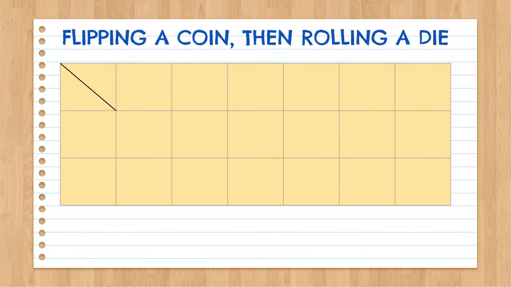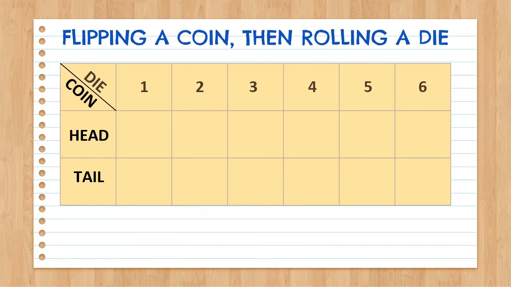Let's start with the rows by labeling them as the attempts in flipping a coin. And the possible outcomes here are head or tail. On the other hand, the columns will be labeled as the attempts in rolling a die. And the possible outcomes here are numbers from 1 to 6. Now, we have completed the labels of the table. Let's start writing the outcomes.